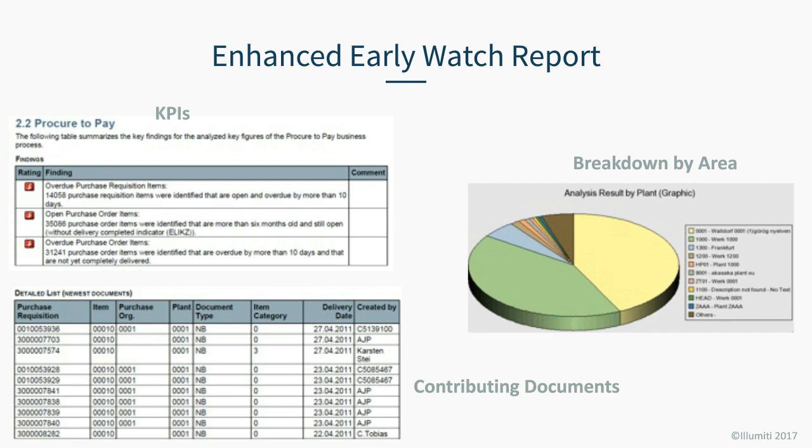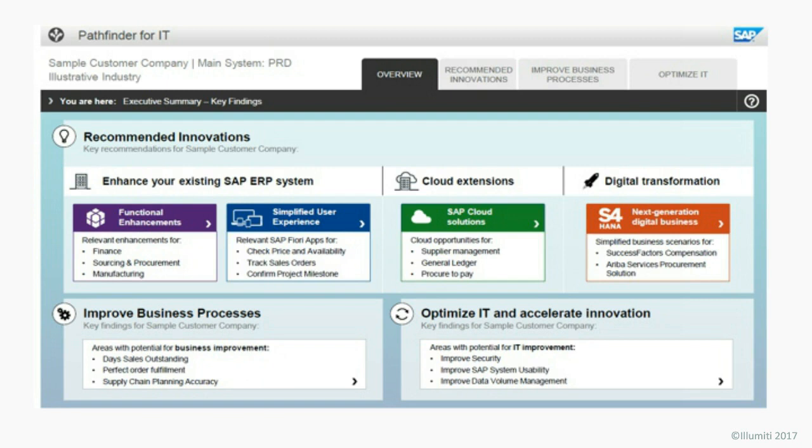And this information that you get from this advanced or enhanced early watch report actually feeds into the Pathfinder report. And the Pathfinder report then gives you an overview of your system, which includes recommended innovations in terms of functional enhancements, in terms of user experience, in terms of moving to cloud, and then also in terms of S4. So it gives you an overview of where you can benefit in all of those cases, and then it takes you into more details about improving your business processes and optimizing your IT landscape. So it's a very, very thorough report giving you this information. I've just done a couple of screenshots of the report to give you some information on what's in there.